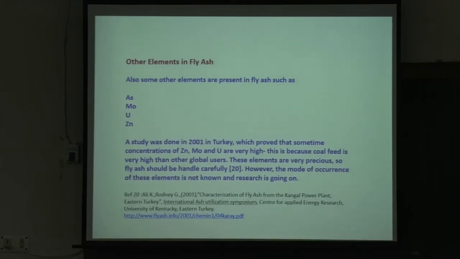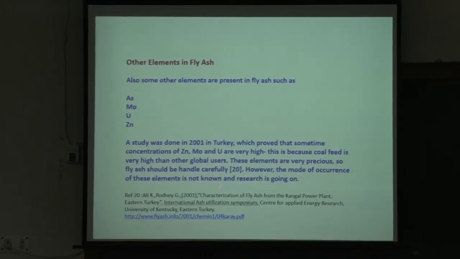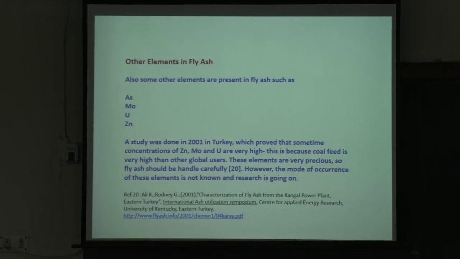A study was done even in Turkey which proved that sometimes the concentrations of zinc, molybdenum and uranium are very high. This is because the coal field is very high compared to global values. These elements are very precious, so fly ash should be handled carefully. However, the mode of occurrence of these elements is not known and research is going on. This is the publication and this is the website.